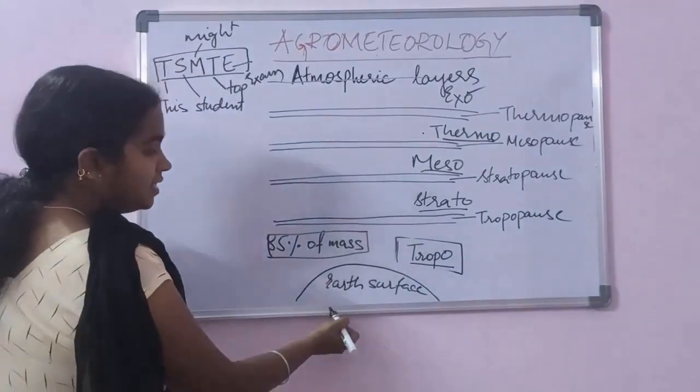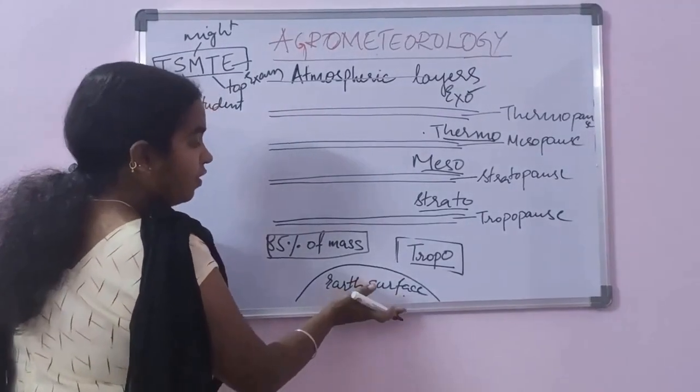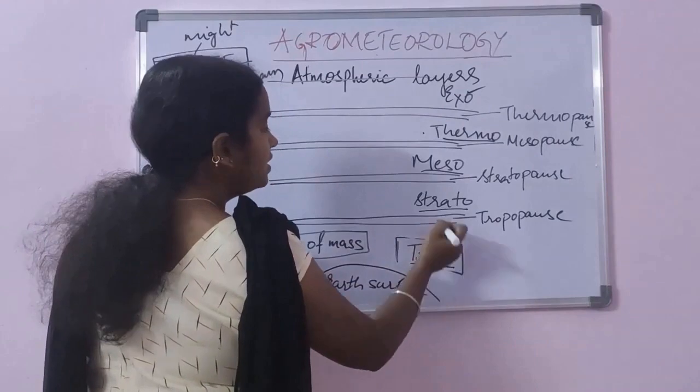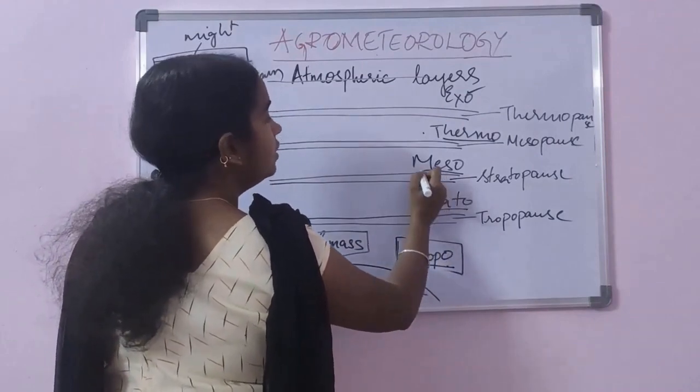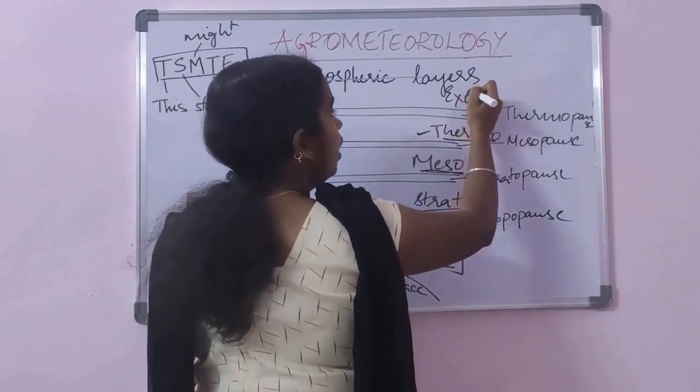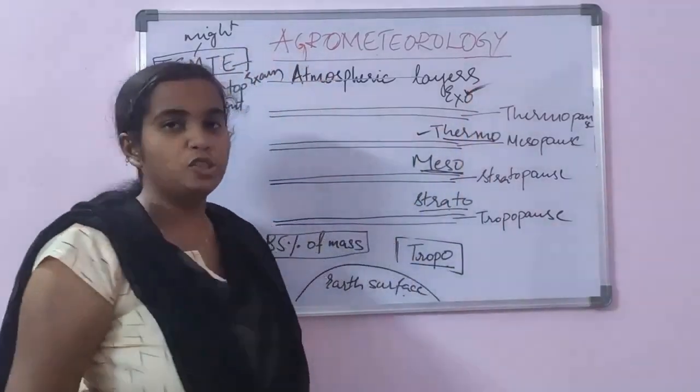Now let's say this is Earth's surface. The first layer above the Earth's surface is the troposphere, second one is stratosphere, third one is mesosphere, fourth is thermosphere, and the outer space we call it as a exosphere.